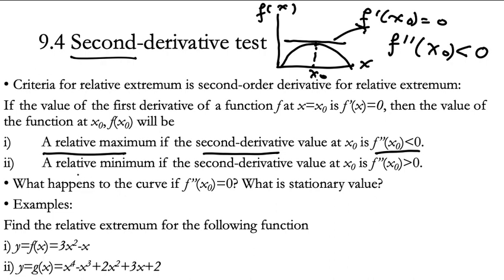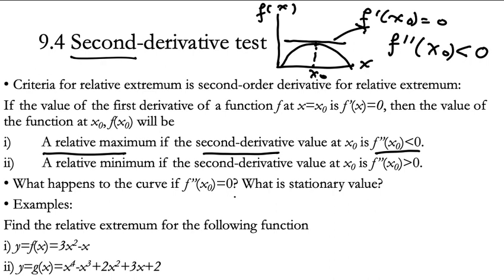But it will be the other way around if f double prime x naught is greater than 0. But what happens to the curve if f double prime x naught is 0? Then we don't know whether it has a maximum or minimum point. Then this kind of critical point could be called an inflection point.